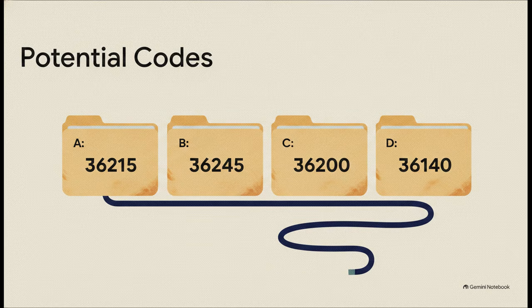All right, so we've got 4 suspects in our lineup. Option A, 36215. Option B, 36245. Option C, 36200. And option D, 36140. Now, I want you to play along here for a second. Think back to that crucial detail we just talked about, the fact that the catheter is placed in the aorta and absolutely not maneuvered any further into other vessels. Which one of these would you pick? Take a quick mental note and lock it in.